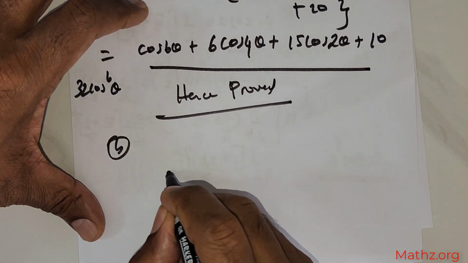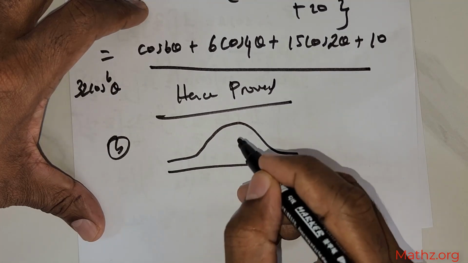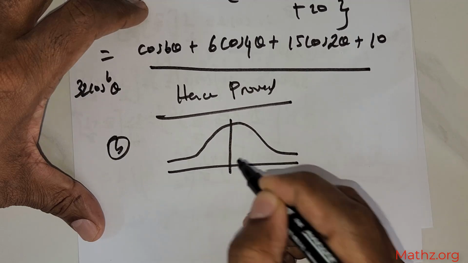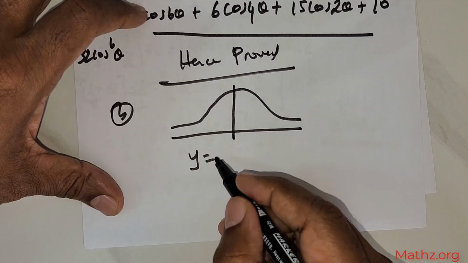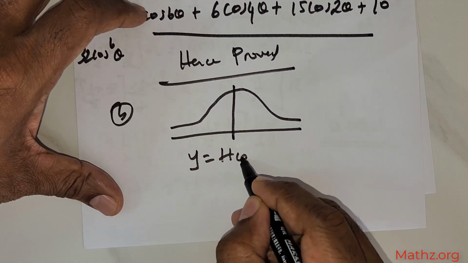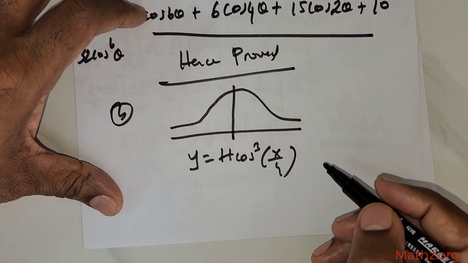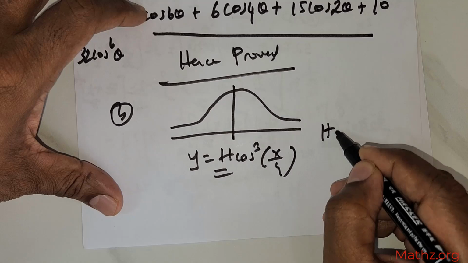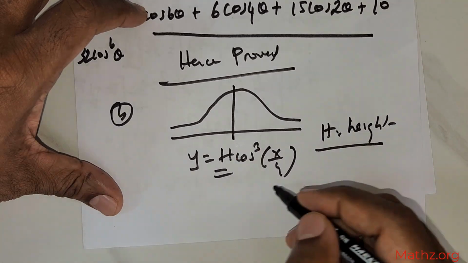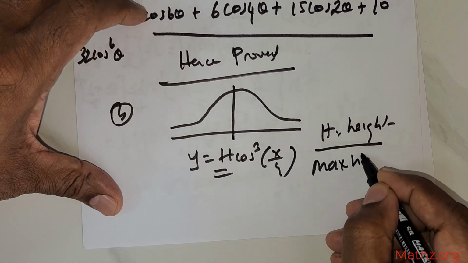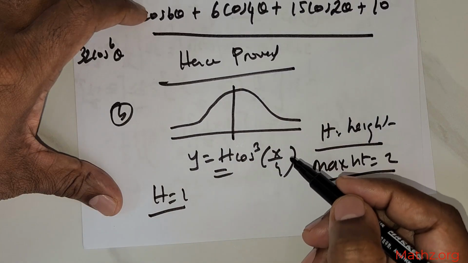Now in the second part we are given a graph. This is the rough image of the graph that is given, and we have been given a function y is equal to h times cos cubed of x over 4. Now h indicates the height. This is a 1 mark question. H indicates the height, and clearly in the question it is given that the maximum height is equal to 2. So they are asking you to find the value of h given this figure.